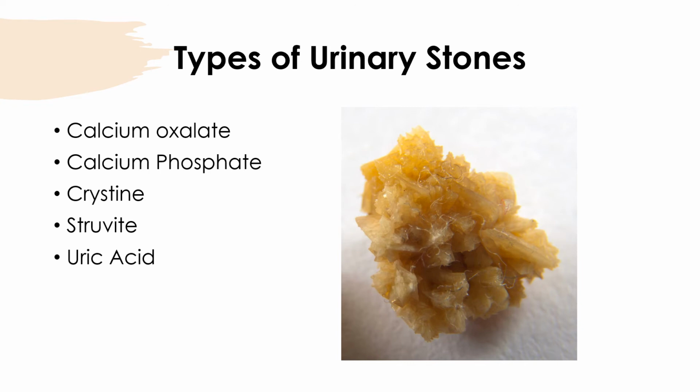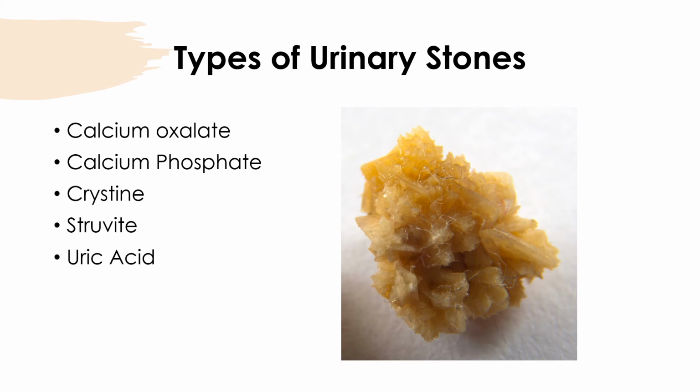Cysteine stones are very genetic, an autosomal defect with defective absorption of cysteine in the GI tract. So the urine is very acidic. We want to increase hydration with these patients. We want to give potassium citrate, which will make the urine more alkaline, and captopril to prevent cysteine crystallization.